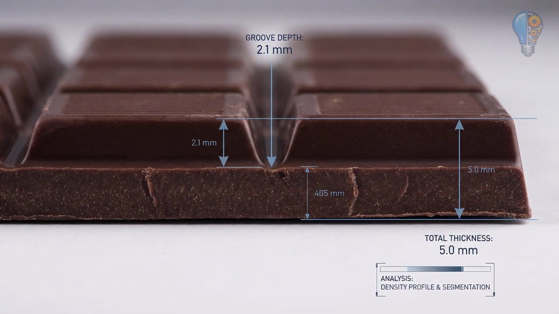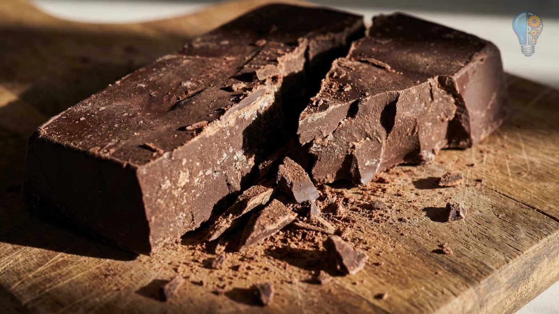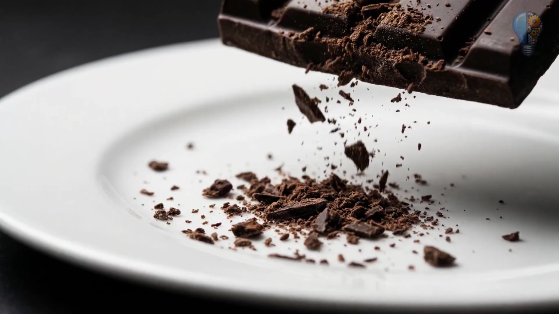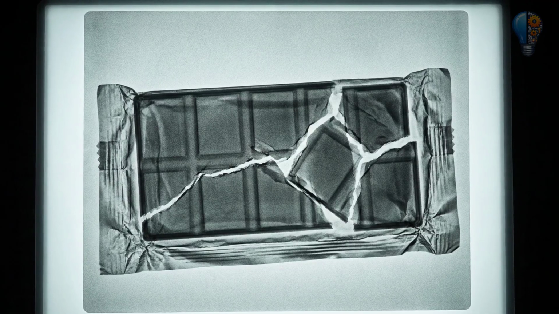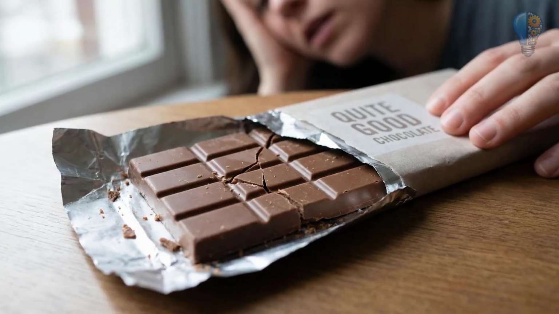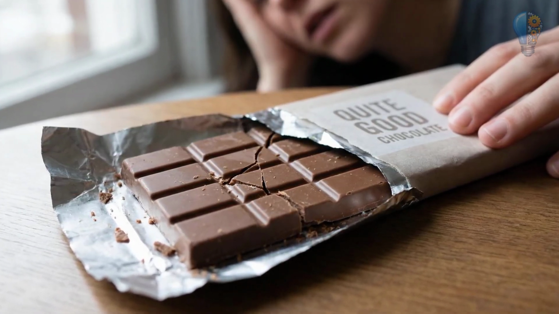The depth and shape of these grooves are precisely engineered. If the grooves are too shallow, the chocolate won't snap cleanly, and you'll end up with jagged, irregular breaks that leave crumbs everywhere. If they're too deep, the pieces might break off accidentally during shipping or handling, or the chocolate might be structurally weak and crack in the wrapper before you even open it.